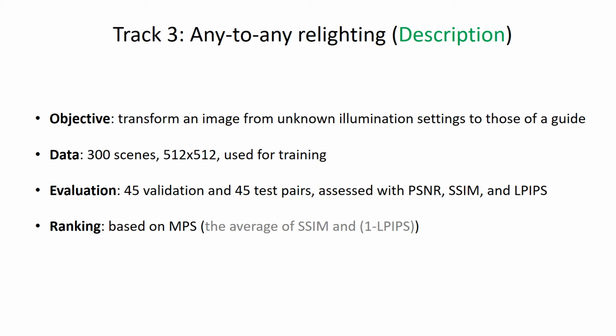Due to the complexity of this task, we reduced the resolution of the training and the test data to 512 by 512. Again, 300 images were used for training. The remaining 90, we had 45 pairs for validation and 45 for testing. When we say pairs, it's of course the input image that needs to be transformed as well as the guide. And the final output is assessed again with PSNR, SSIM, and LPIPS similar to track 1. And the final ranking is also based on the mean perceptual score, so the average between SSIM and 1 minus LPIPS.